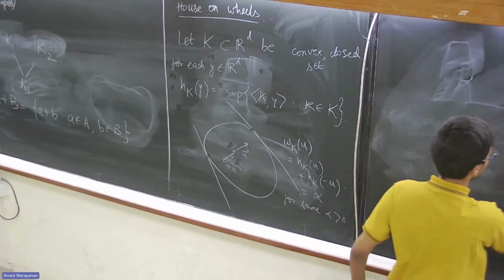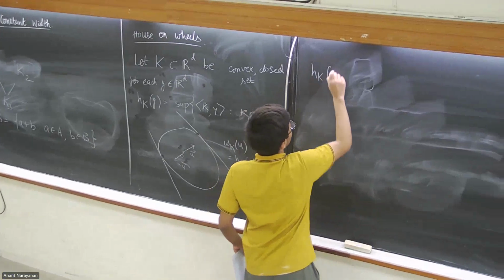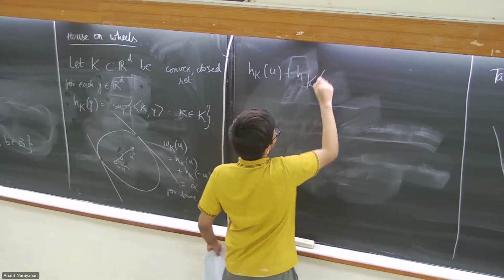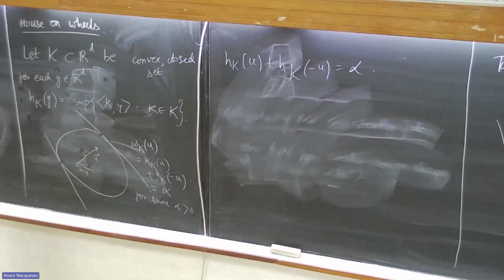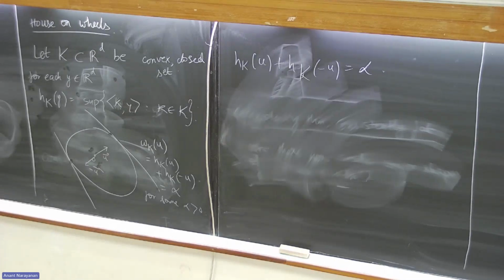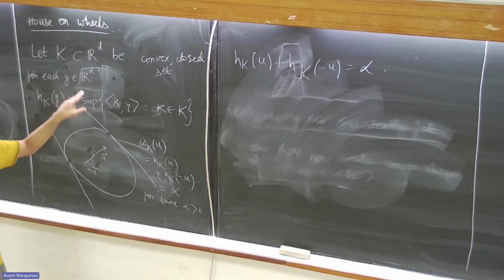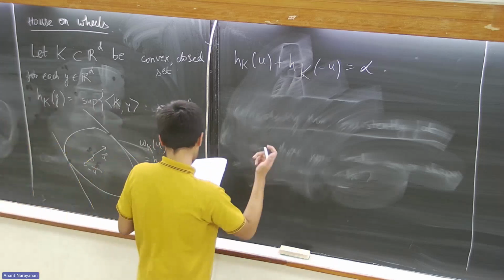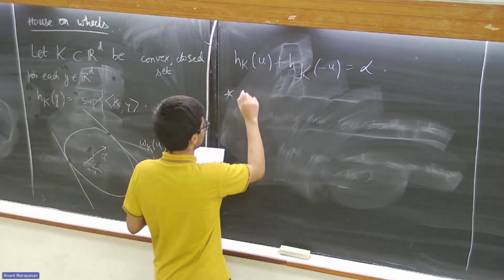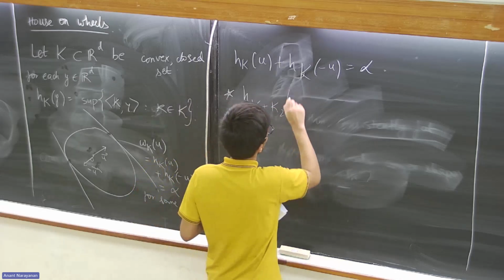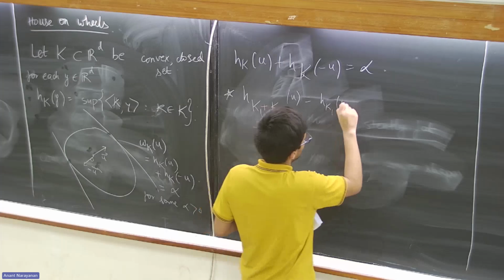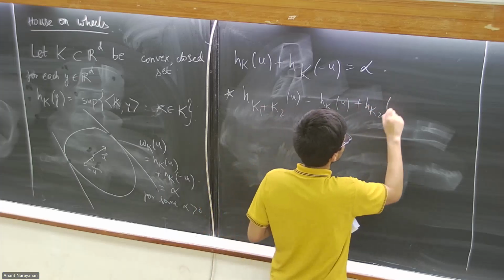So what you basically have as the definition of constant width right now is that if I take the support function and any unit vector u, then h_K(u) plus h_K(minus u) is a constant. Now it's going to be particularly easy to look at this Minkowski addition, because if you take h of K1 plus K2 at u, that will just be h of K1 at u plus h of K2 at u.